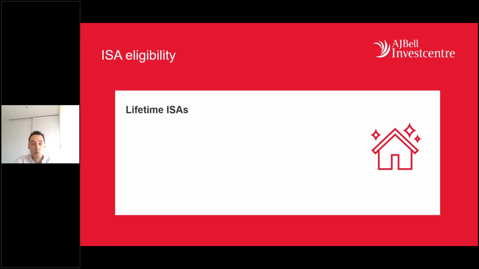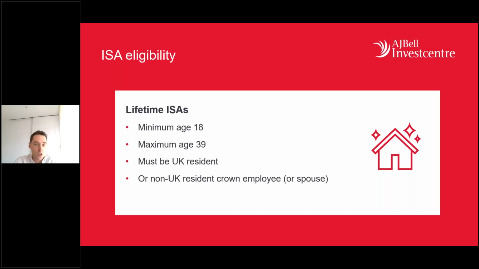The lifetime ISA is slightly more restrictive, and the main difference is there's an upper age limit in terms of who's eligible for a lifetime ISA. You must open and fund a lifetime ISA before your 40th birthday. That is quite a different restriction compared to the main types of ISAs. Again, the residency requirements are the same, so if you're based in the UK, you can have a lifetime ISA if you're within the age limits. The Crown employee exemption applies as well. And with the lifetime ISA, you can't have two in the same tax year, so you must not have opened another lifetime ISA in that tax year. That restriction's still there with the lifetime ISA.